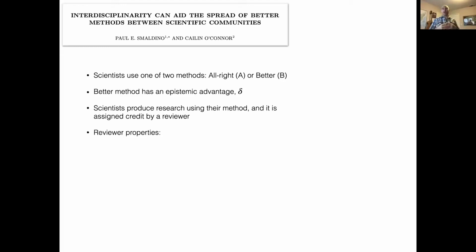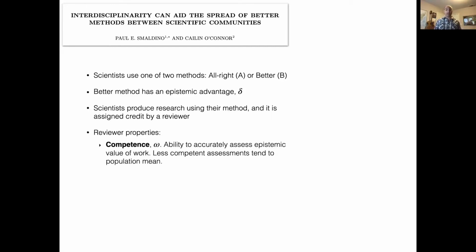So scientists produce work using their method, and then they submit it to reviewers. Reviewers in the model have two properties. They have competence, which is the ability to accurately assess the epistemic value of the work. If competence omega is 1, then they're perfectly able to differentiate the epistemic value. They'll assign a value of 1 to someone using method A and a value of 1 plus delta to someone using method B. If it's 0, then they have no ability to assess the difference, and they'll just say everyone is the same, and assign the mean value of the whole community. In between, it's a weighted average.